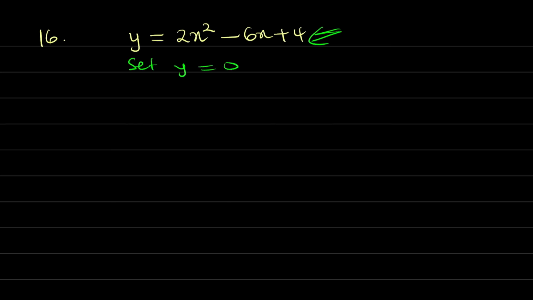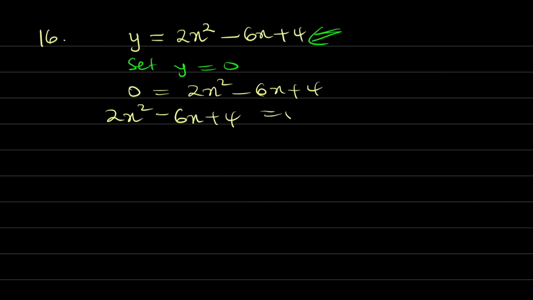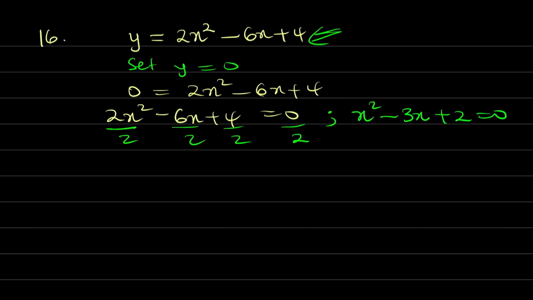And when you do that, the equation becomes 0 is equal to 2x squared minus 6x plus 4, or you can write 2x squared minus 6x plus 4 is equal to 0. You can divide through by 2 in this equation, so that the equation becomes x squared minus 3x plus 2 is equal to 0. This is what we now need to solve to get the x-intercept.